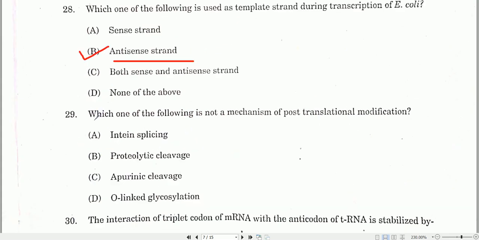Okay. Coming to question number 29. Which one of the following is not a mechanism of post-translational modification? So in post-translational modification, proteolytic cleavage is there, apurinic cleavage is there, O-linked glycosylation is there, but not intron splicing. So option A will be the correct one.